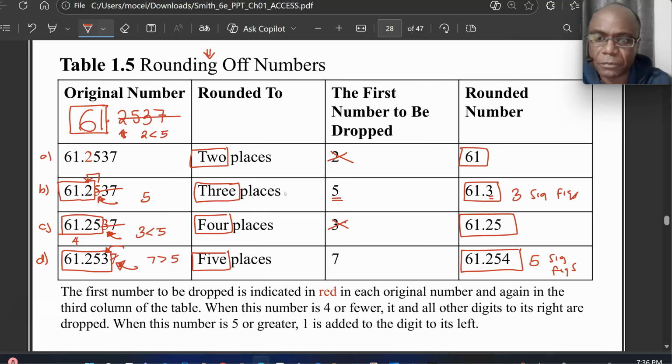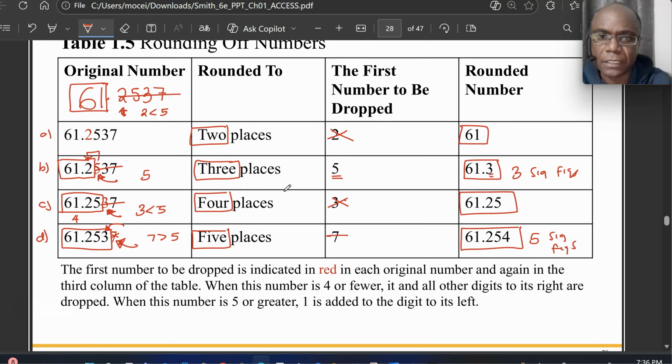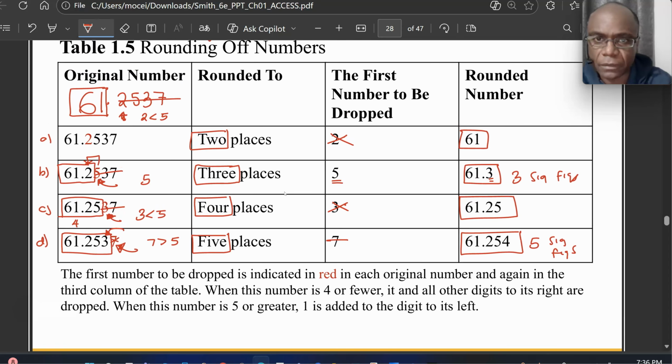The first number to be dropped is 7. There's no other digits after 7. Okay, so that's how we do it. Let us do some examples on reporting significant figures in division and multiplication. Let us do some more examples on this.